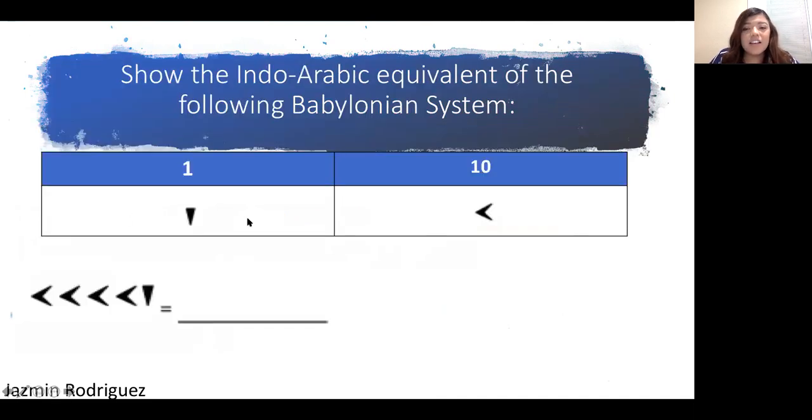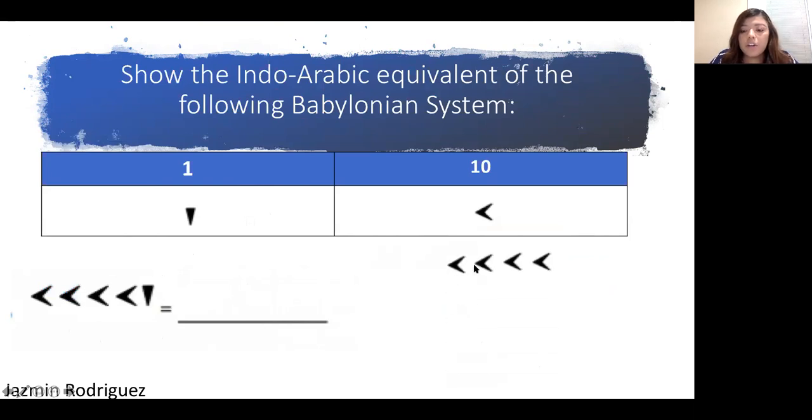All right, moving on to our next one. They are giving us the Babylonian system, and once again, they want us to find its equivalent. The first thing that we're going to do is determine how many placeholders we have. Anytime there's a space in between, that means there are multiple placeholders. In this case, we see that they're all together, so there's only 1 placeholder. Now we can determine the value of each digit.